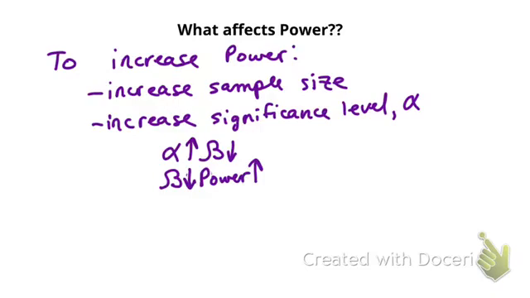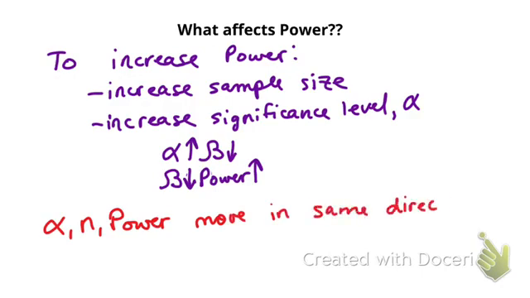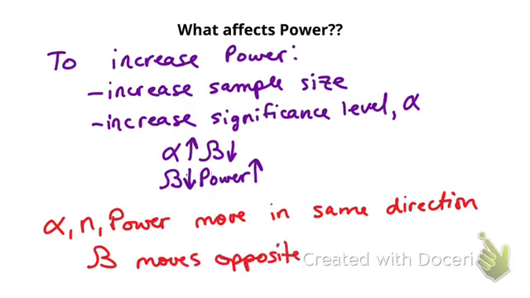So here's kind of to summarize all of this. Alpha, the sample size, and power move in the same direction. Beta moves opposite. Have any of you ever had a beta fish? Can you put them with other fish? Nope, they have to stay by themselves. So beta is by itself. It moves by itself in an opposite direction of this little fish, which is not really a fish.